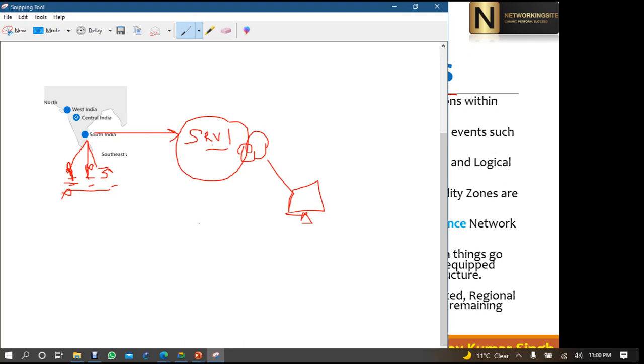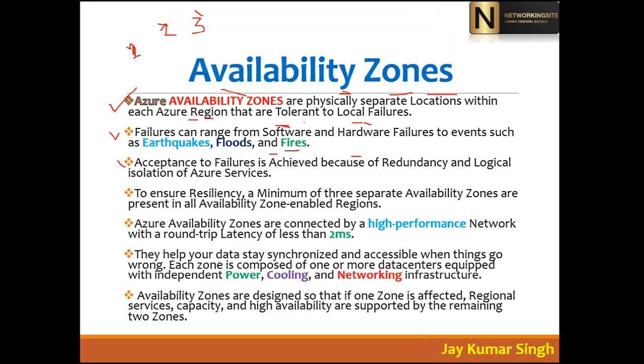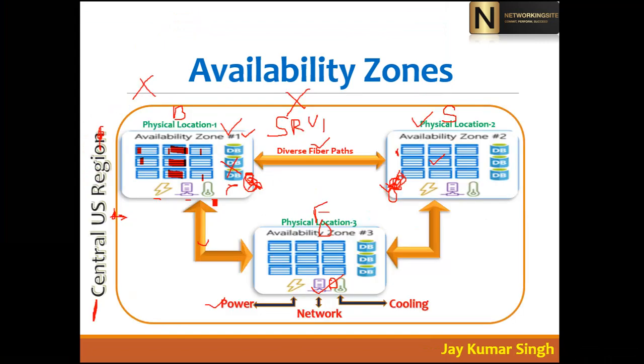So what does it mean? If this is down, your services will be moved here. If this is down, your services will be moved here. It is isolated: this location is isolated from that location. If we look at our previous slide, availability zone 1 is totally isolated from availability zone 2, and availability zone 3 is totally isolated from availability zones 1 and 2. They are not connected.